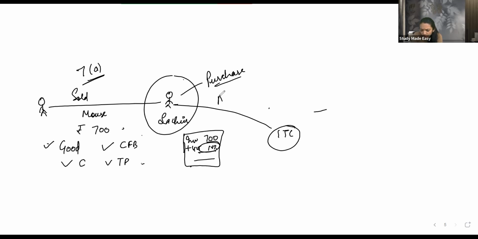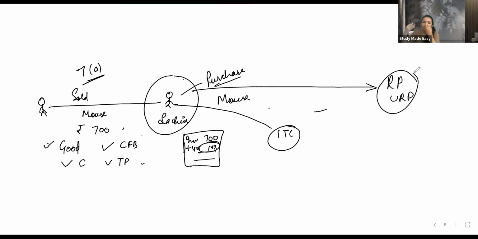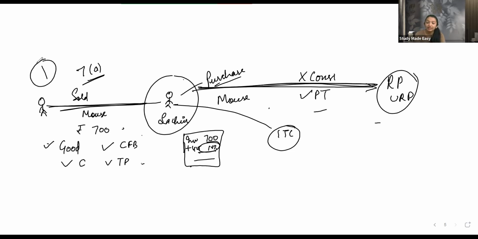Now suppose he gives the same mouse to a related or unrelated party, any person, with no consideration. It is a permanent transfer. Now think of only Sachin. It is a deemed supply, but in my case it was a general supply. So in case number 1, it is a general supply as per clause A. But here, due to Schedule 1, it is deemed to be a supply because ITC was availed on such asset, it has been permanently transferred, and there is no consideration.